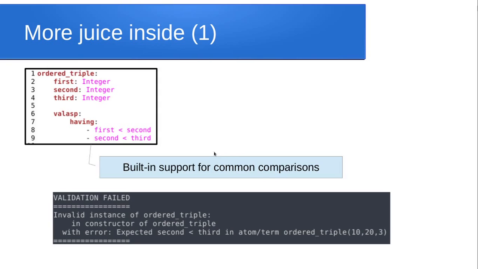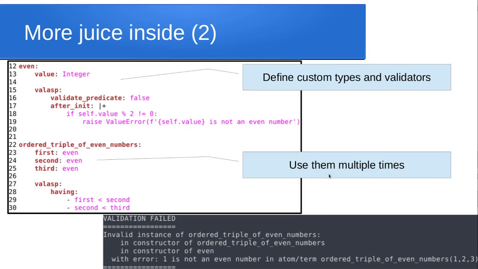Okay, so now there is no time for all these details, but we have built-in support for common comparisons, like if you want an ordered triple, you can check in this way instead of writing Python code. And maybe you can define custom types and validators, for example, to say that a number is even. You can check here, and if you want, you can disable validation of this predicate, because this is not really a predicate, it's just a validator.